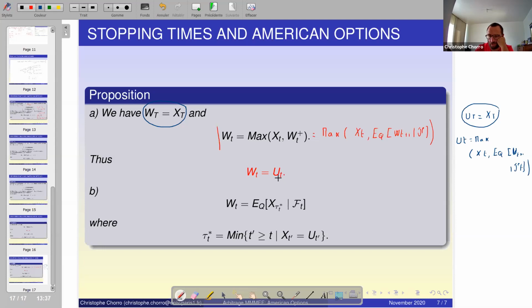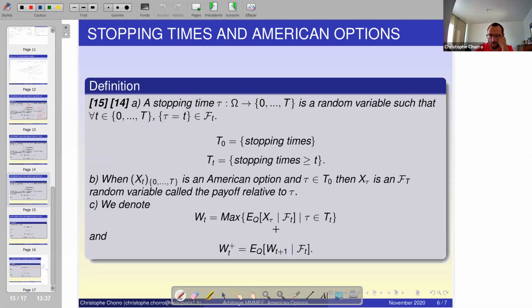American option is not the conditional expectation of the final payoff given F_t, but it's something that is not very far. It's the maximum of the conditional expectation given F_t of the expected payoff, the maximum being taken over all the stopping times that are greater than t.